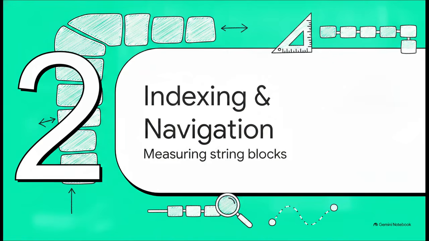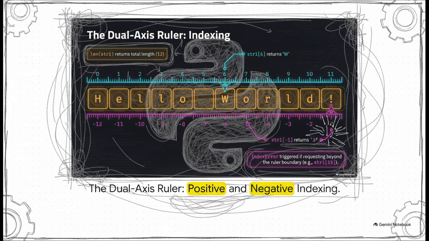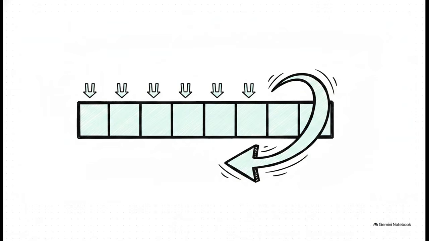Moving right along to Section 2, Indexing and Sequence Navigation. Let's talk about measuring these string blocks. The really crucial point here is understanding this dual axis ruler. We use the len function to grab the total size, like 12 characters in this case. From there, those index numbers let us pinpoint individual characters, like zeroing in on a W at index 6, with absolute pinpoint accuracy. Let's briefly contrast these two measurement axes, because it's a total game changer.